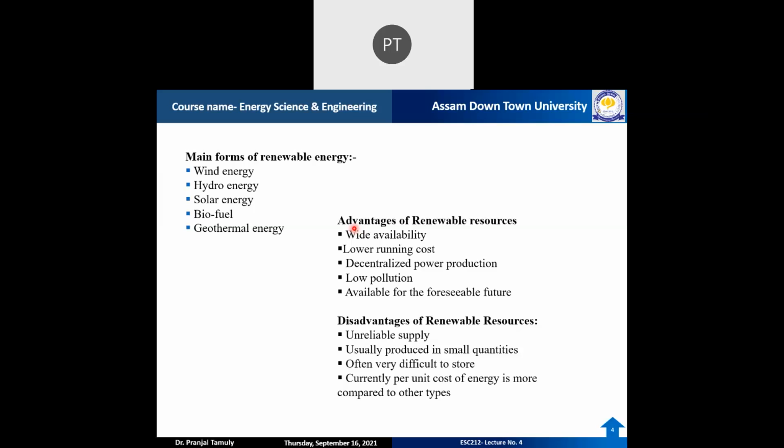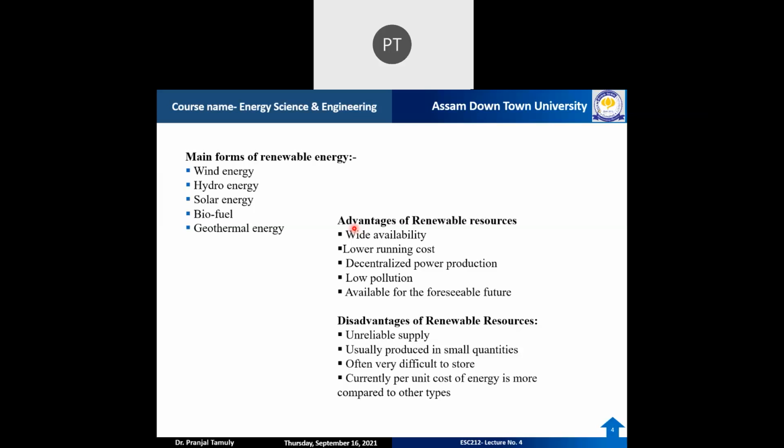It is usually produced in small quantities, as I explained in the case of solar energy. The energy produced by a single solar cell is very limited. So if we add a large number of solar cells together, only then can we produce sufficient energy that we can use further.